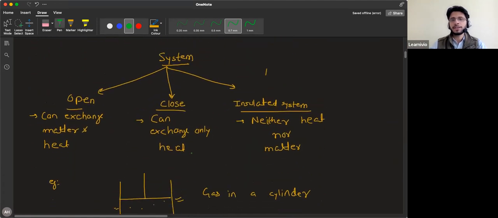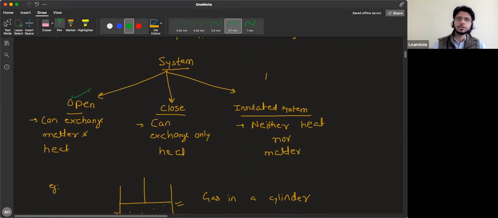You can divide system into three types. It can be open, it can be closed, or it can be insulated. Open system means a system which can exchange both energy and matter with the surrounding. So if I take water in this glass, then this water can exchange heat with the surrounding, as well as water molecules can go outside the glass in the form of vapor also. So it is exchanging both matter as well as heat. So we call this an open system.